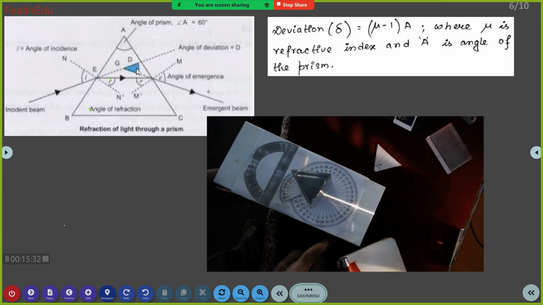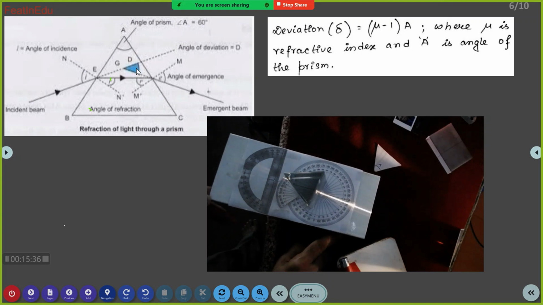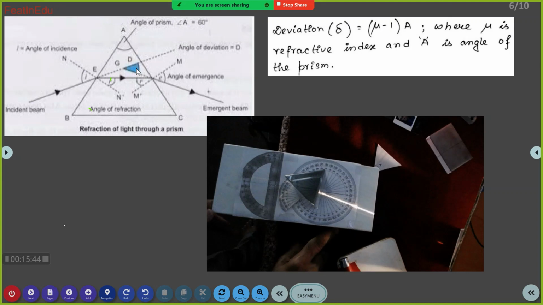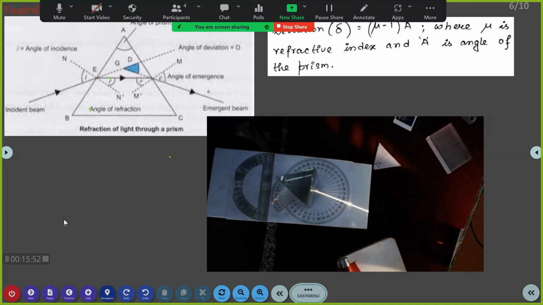Now I am taking the incident ray on this side of the normal. Again you see it is coming back. Can you see? Yes. The emergent ray is coming back on this side. So what I wanted to point out to you is a very important observation that you have to make.